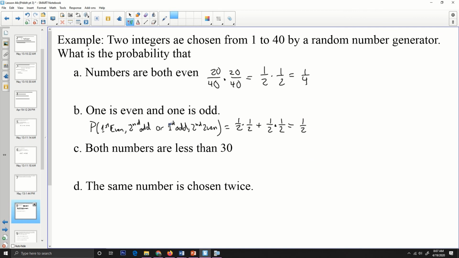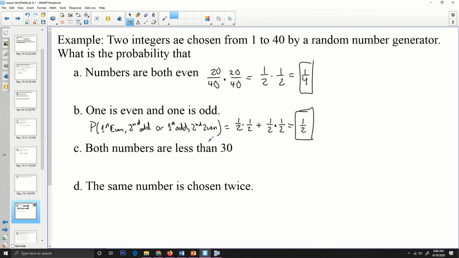And you can think about it this way. The last possibility for this is both numbers are odd. And if both numbers are odd, you again have 20 out of 40, 20 out of 40, which gives you another fourth: a fourth plus a half plus another fourth. That's all of the options. You get one. So we feel fairly confident that these are the correct answers for those two particular problems.